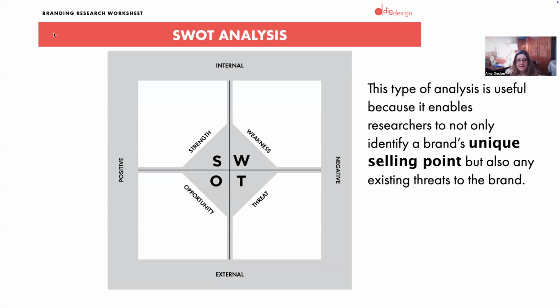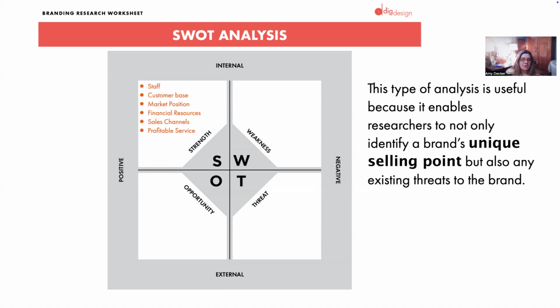Firstly, the objective or aim has to be defined, and then the factors that are favorable or unfavorable to achieving that aim are identified. This type of analysis is useful because it enables researchers not only to identify a brand's unique selling point, but also any of the threats. So I just said that twice now. Let's talk about each area. So let's start with the strengths.